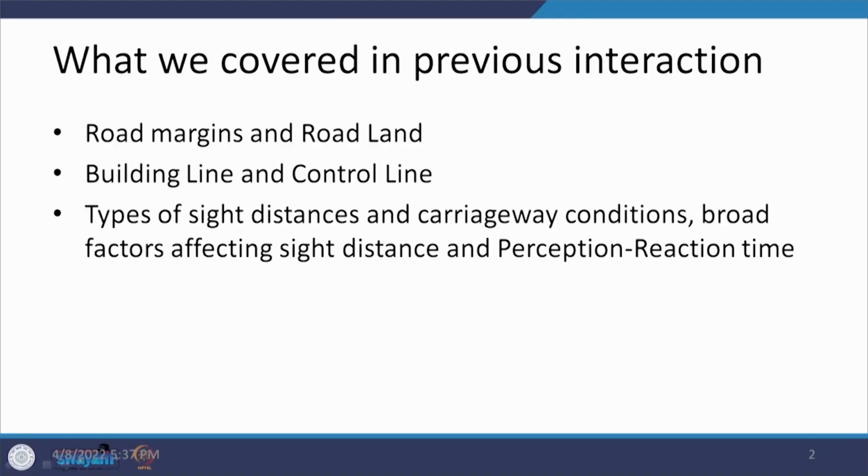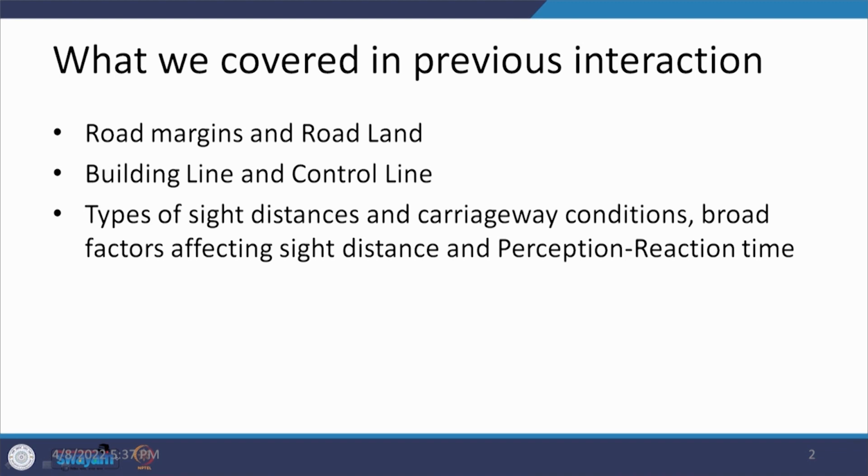What we have covered in the previous lecture is the road margins and the road length, and then we talked about the building line and the control line. These two aspects were related with the space requirements which need to be acquired for any category of road which is to be constructed in an area.